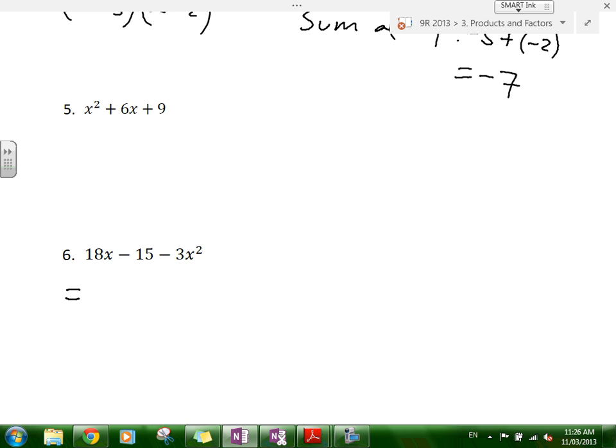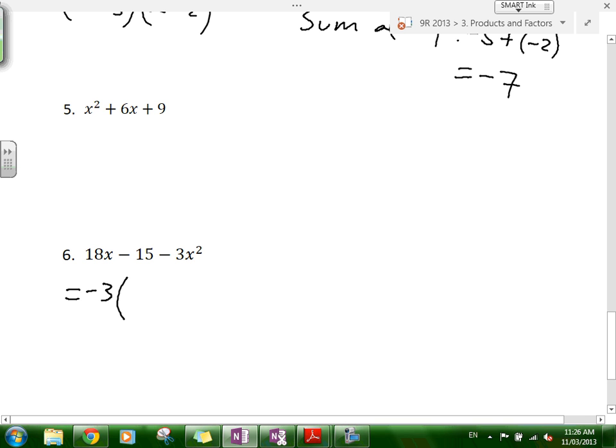I would take something else. What x? X doesn't come out of all of them. I'm thinking of a sign. Yeah, I'm going to take out negative 3. I'll show you in a sec. So take out negative 3. This becomes minus 6x. Minus 15 divided by minus 3 is 5 plus x squared. Alright? So if I'm going to rearrange this in the brackets, it's minus 3 x squared minus 6x plus 5.